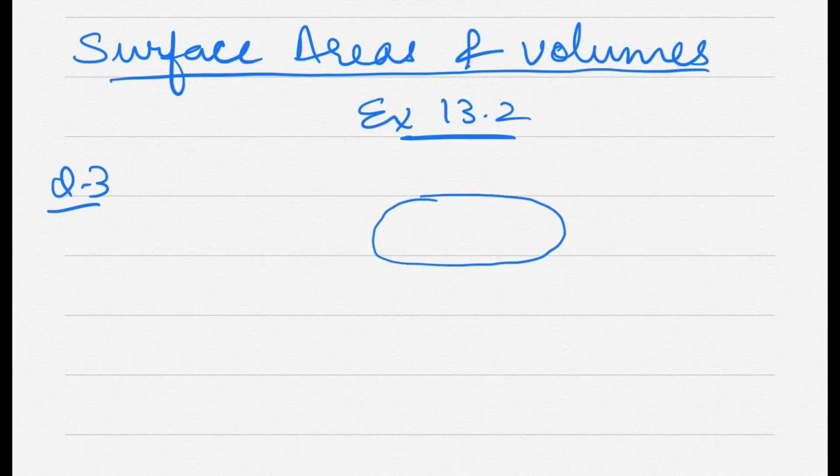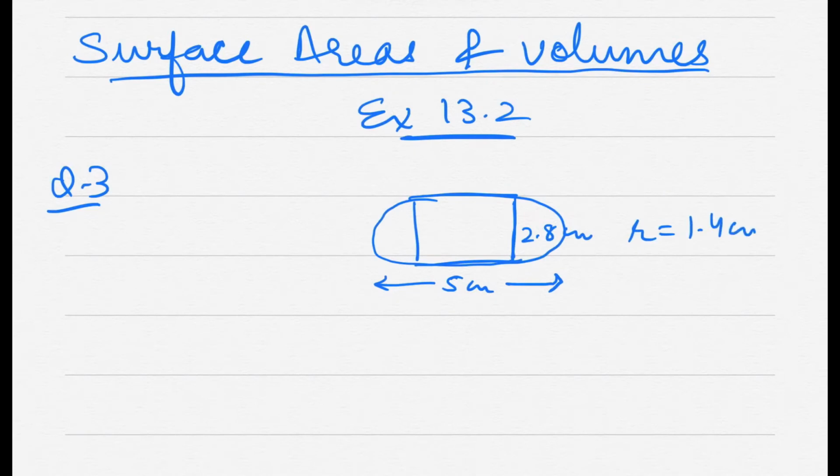Okay, this is my gulab jamun. It is in the shape of cylinder with 2 hemispherical ends. So this is my cylinder and this is my 2 hemispherical ends with length 5 centimeter. So this gulab jamun's length is 5 centimeter. Okay, and diameter is equal to 2.8. So diameter is 2.8 centimeter. So my radius will be equal to 1.4 centimeter for both, for cylinder also and for hemisphere also, right?